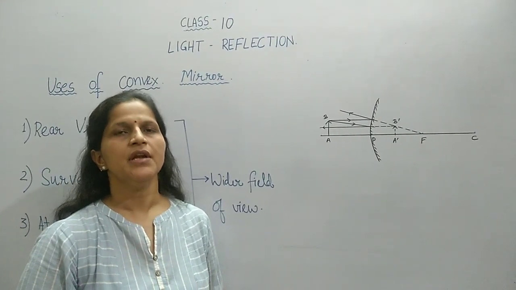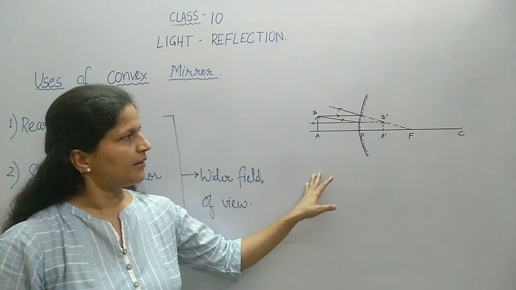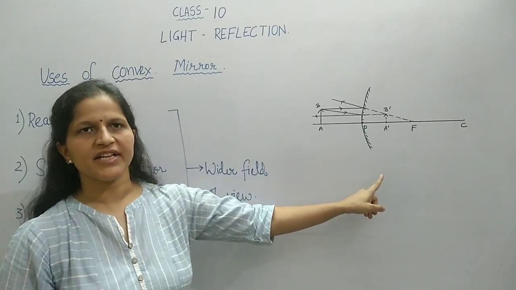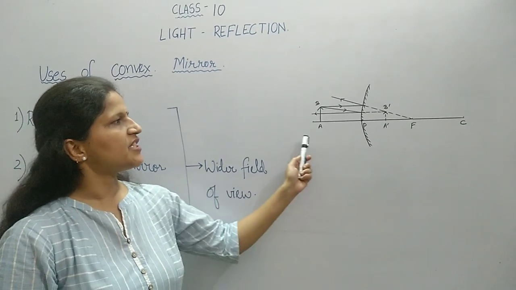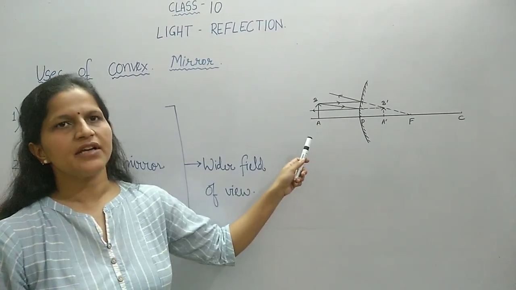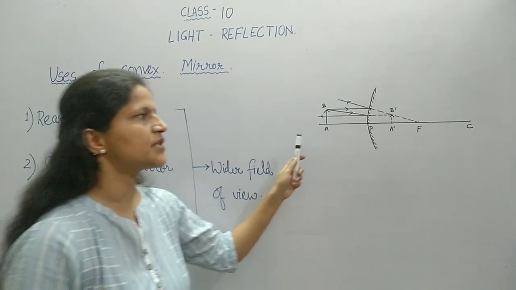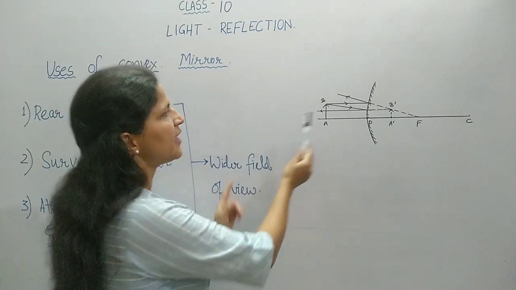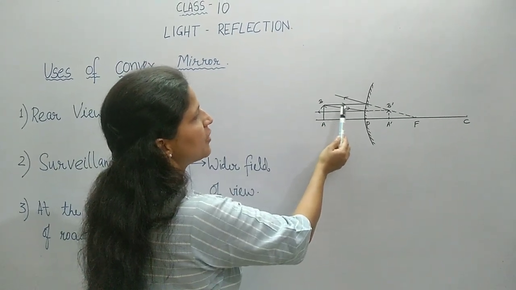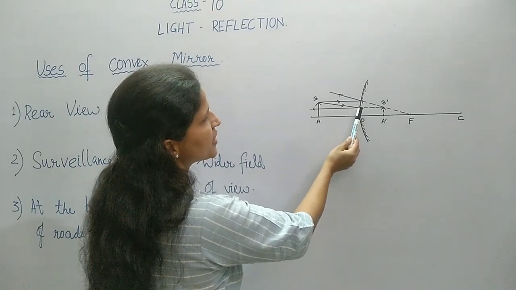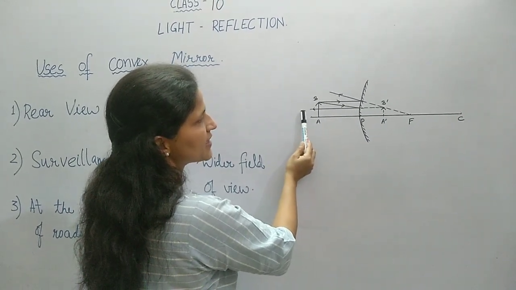If any use is asked to be explained with the help of a ray diagram in your examination, you should draw this diagram where an object is kept anywhere in front of the convex mirror and the image is formed behind the convex mirror, following two rules which I have taken. You can choose another two rays which we discussed in the rules of the ray diagrams. I have taken one ray which is falling on the convex mirror in the direction of focus. After reflection, it becomes parallel to the principal axis.